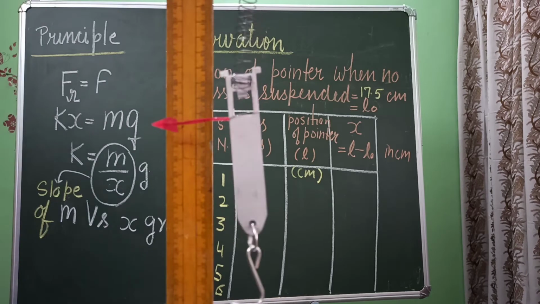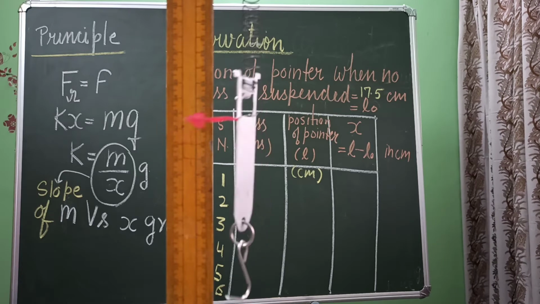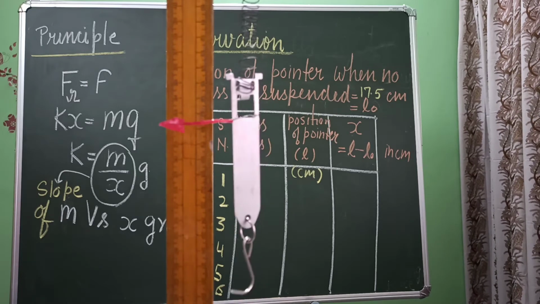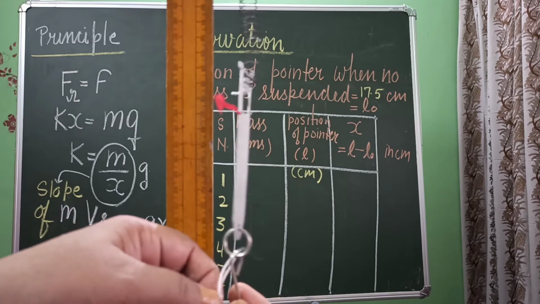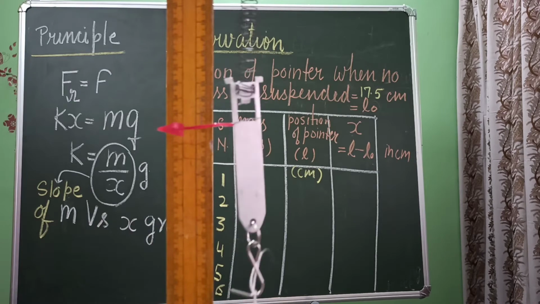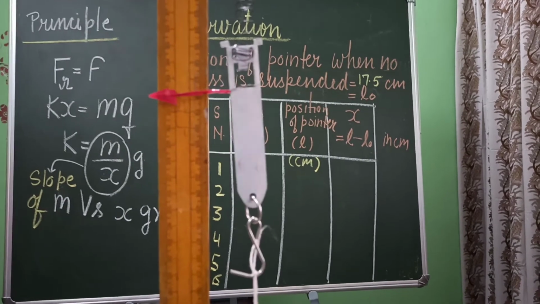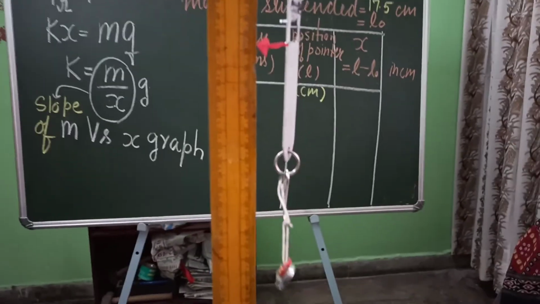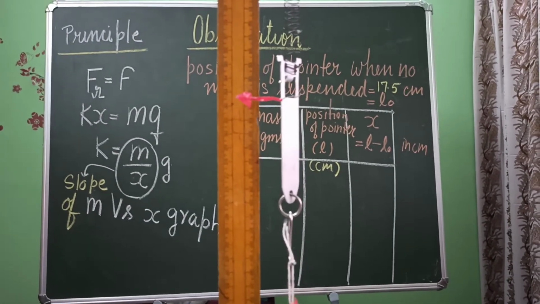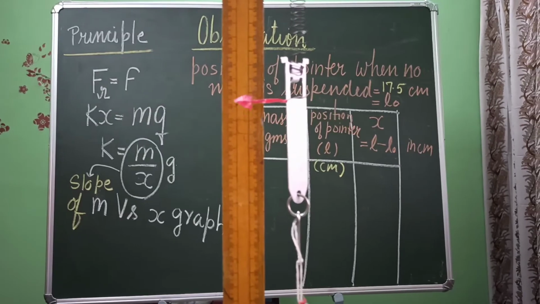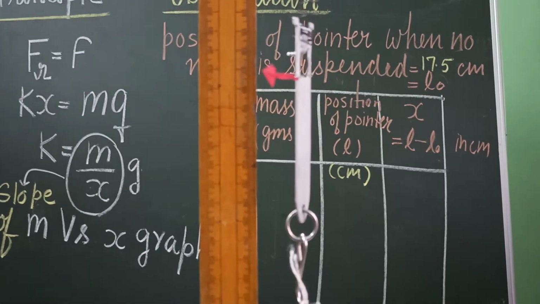So now, after noting down the position of pointer when nothing is suspended with the spring, let me suspend a 10 gram mass. Can you see? I am suspending a 10 gram mass. I have suspended the 10 gram mass, and now again we have to find the reading, right? So let me focus on the scale.